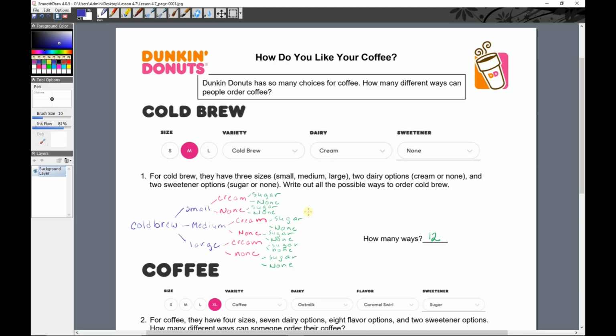We're going to use this idea called a multiplication counting principle. So we'll start out with 3 sizes, small, medium, and large, so that's 3, and we'll label those sizes. And then 2 dairy options, so 3 times 2 for dairy, and then times 2 more for sweetener. And you can see that if you multiply those, you end up with exactly this. And it's a great rule.